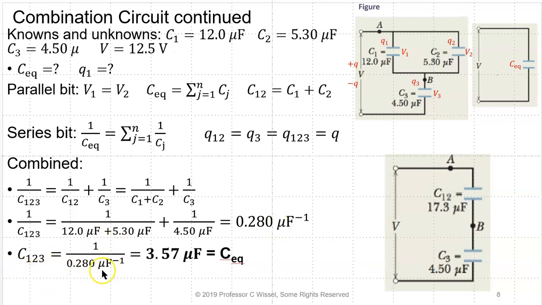C123 is 1 over this, 1 over 0.280 inverse microfarads. So it ends up being 3.57 microfarads, which is C equivalent. So that's this capacitance to replace all of these.